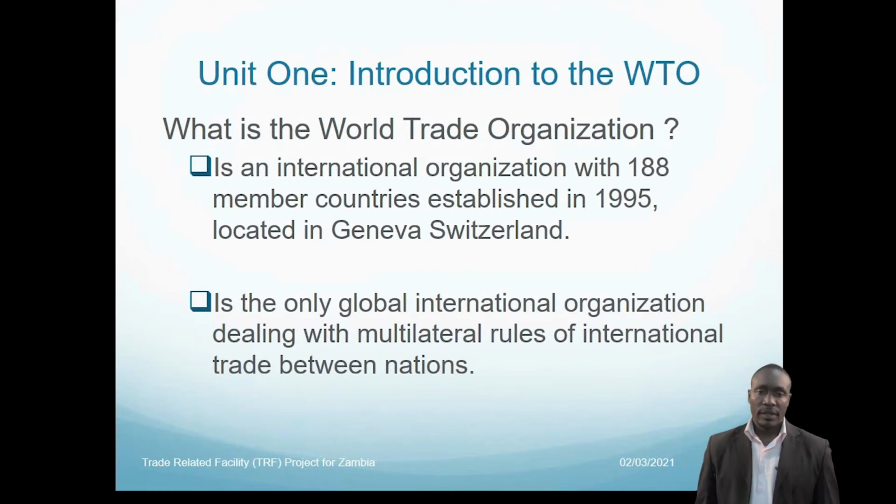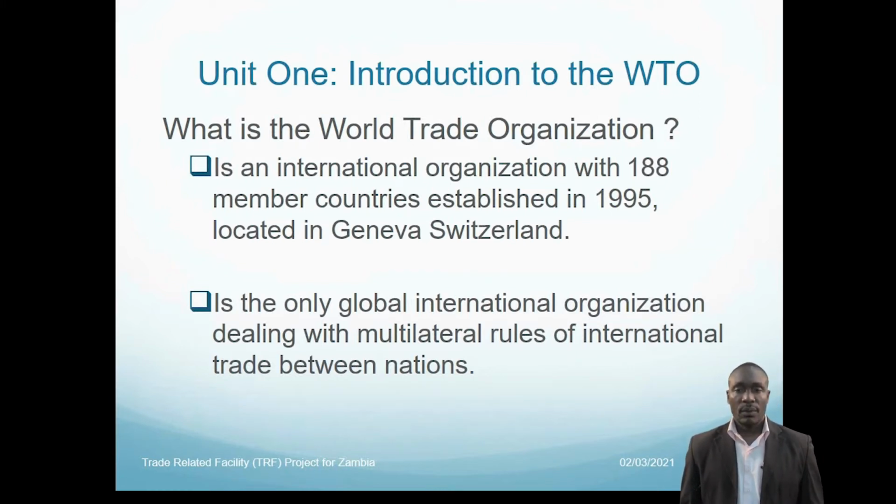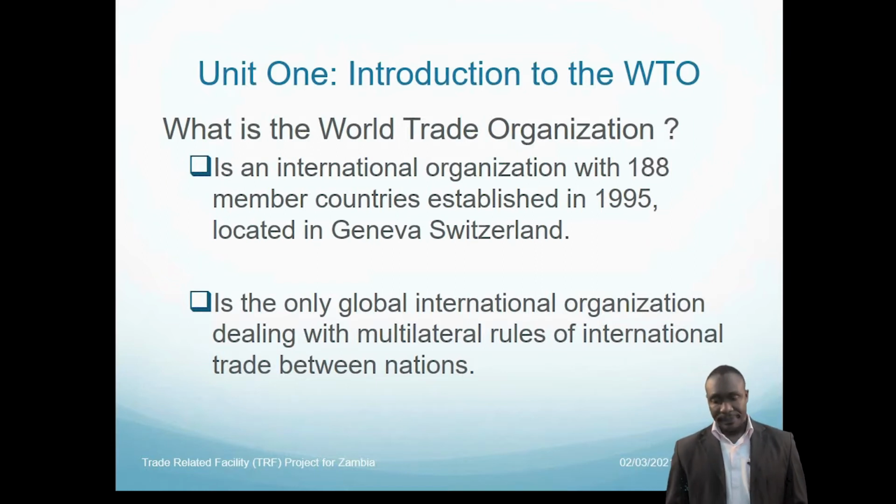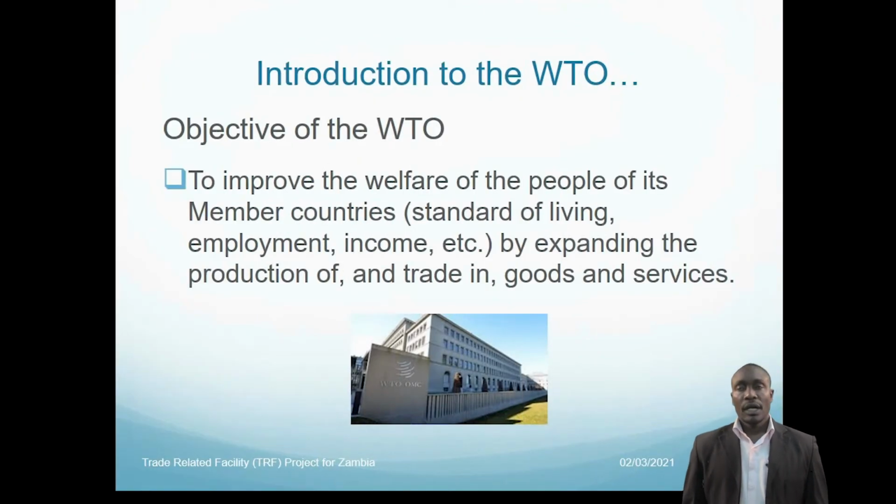WTO is the World Trade Organization, with 188 member countries. It was established in 1995 and is located in Geneva, Switzerland. It's the only global international organization that deals with multilateral rules of international trade between nations. What's the objective of the WTO? To improve the welfare of the people, that is, the member countries: the standard of living, employment, income. And this is done by expanding the production of and the trade in goods and services.